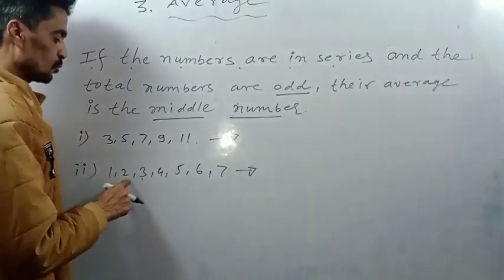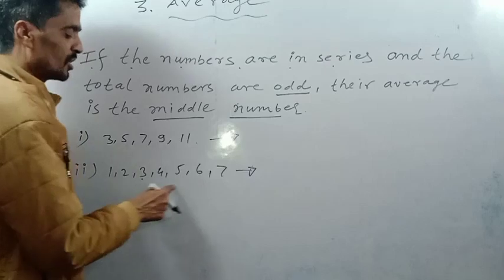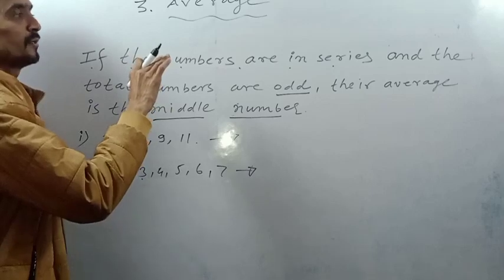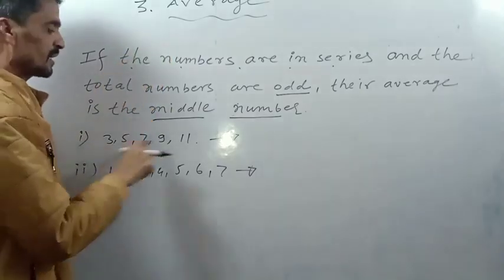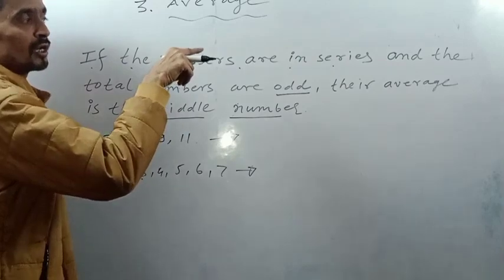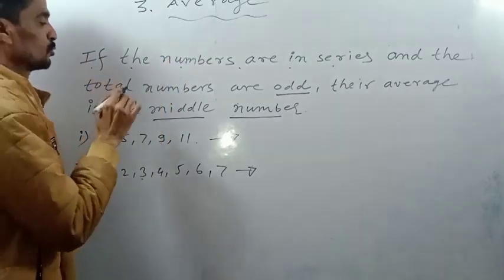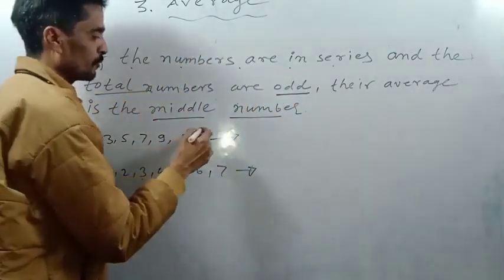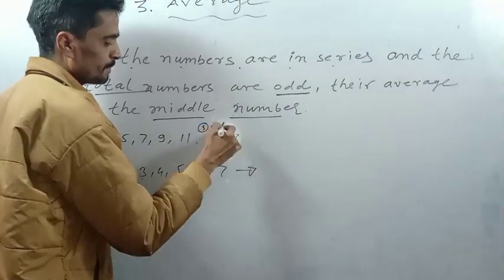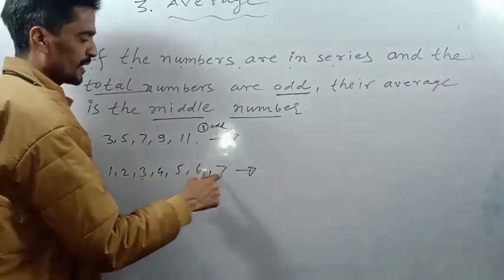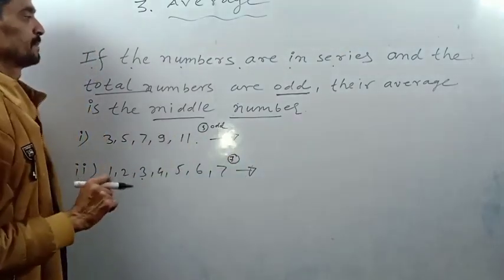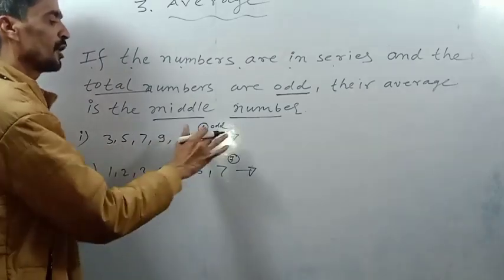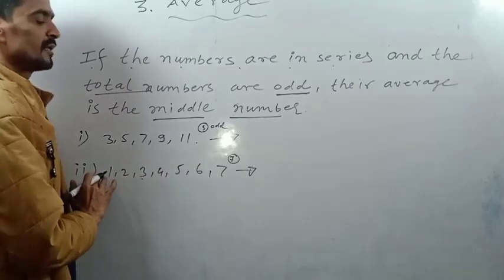Here you see 1, 2, 3, 4, 5, 6, 7. It is a series of natural numbers. So what is important in this point? The important thing is that the given numbers need to be in a series, and the total count of numbers must be odd. 1, 2, 3, 4, 5: 5 is an odd number. 1, 2, 3, 4, 5, 6, 7: 7 is an odd number. These numbers are in an odd number series, and these are in a natural number series.